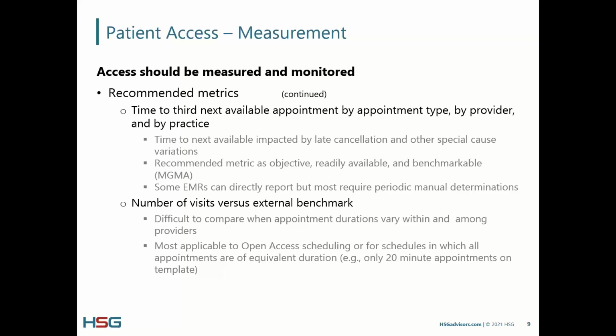But if you have 5, 10, 15, 30, 60-minute appointment types, the complexity varies, the number of appointments per day varies, and so somebody who is seeing 10-minute minor acutes all day will have a huge number of visits and can be impacting same-day access, but may not be something that's comparable across individuals or specialties and comparable against external benchmarks.